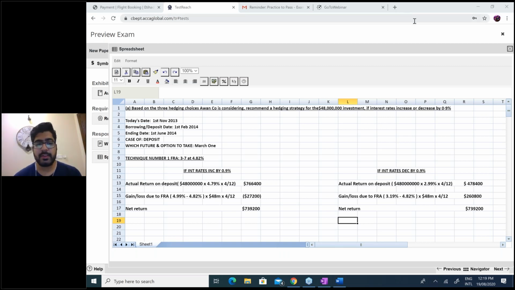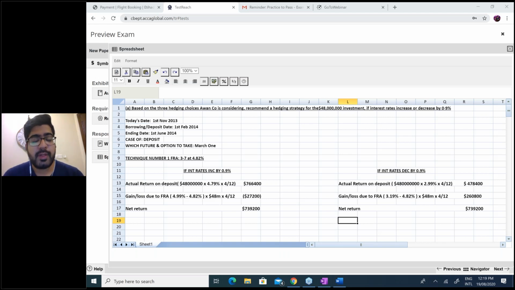Okay, so quickly repeat it. Firstly, I told you to write 5 things: today's date, borrowing deposit date, ending date, what is the case, future, and option to take. So today's date is given 1st November 13, borrowing deposit date is 1st Feb 14, ending date is 1st June, cases of deposit, and which future and option to take, the March one.